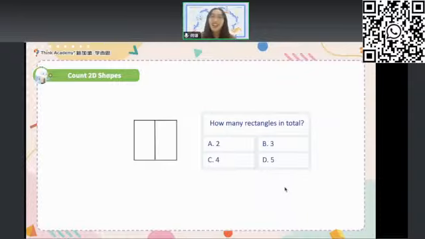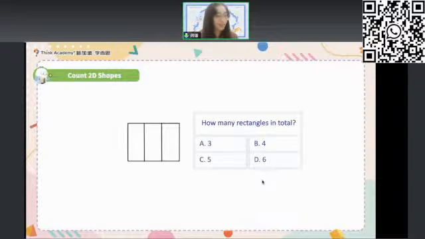So after the triangle part, let's move on to the rectangle one. Okay, how many rectangles are there in total? Could you please tell me? Yes, correct. So you will see that there are 3, right? Okay, move on. How many rectangles are there now? Good job. That is a 3 plus 2 plus 1. Okay, that is a 6.